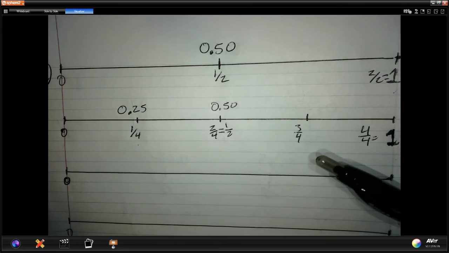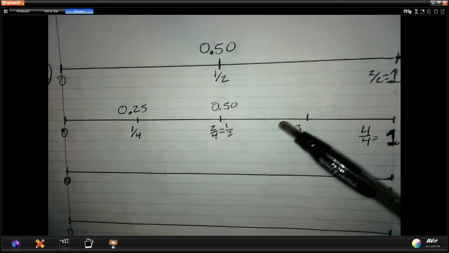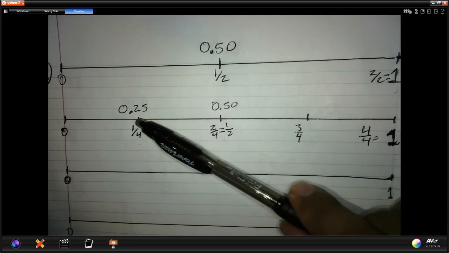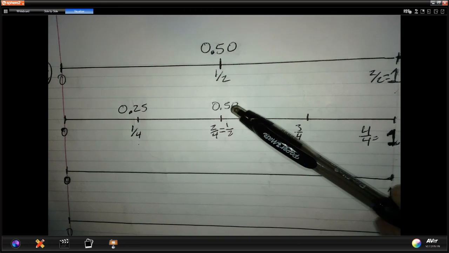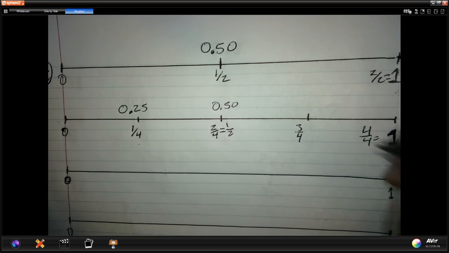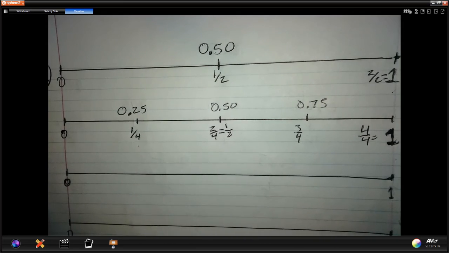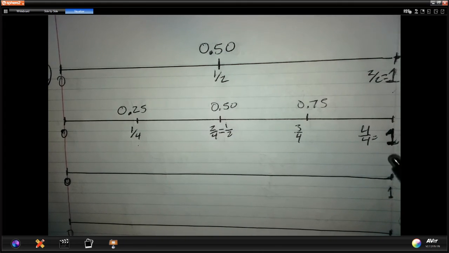Look at that. Now I'm going to go 1, 2 to my third fourth. So I have 25. And then I had 50. So another 25 would make it 75 cents. Okay, and then the last one is my 1 whole dollar. So that's why we're not putting anything at the end, because this is just 1 whole.